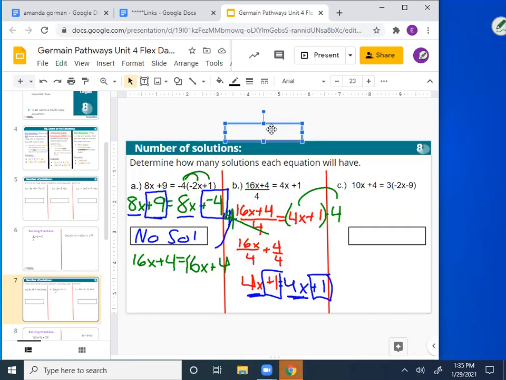Okay? Now, last one here. What do we have to do to solve this? Time to distribute on the right side. Okay, good. I'm going to be left with 10x plus 4 is equal to, Annie, what am I going to get when I distribute here? What am I going to multiply first?